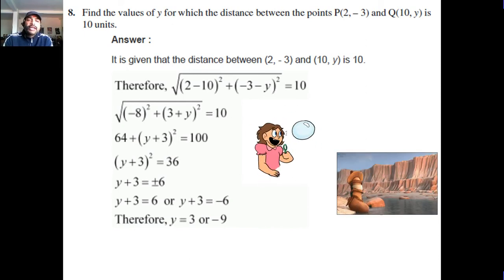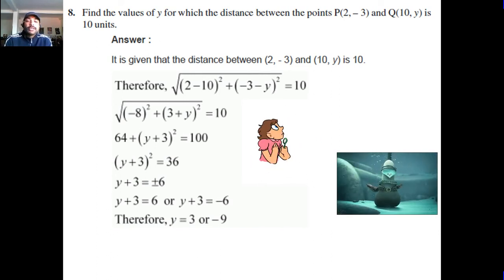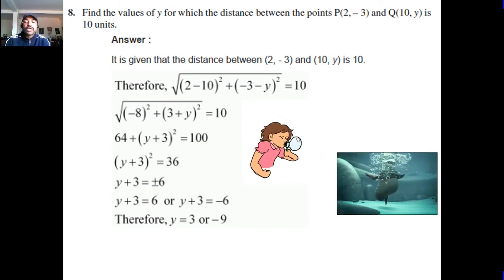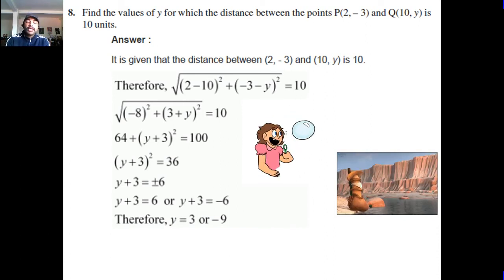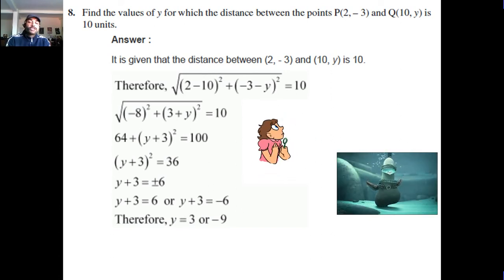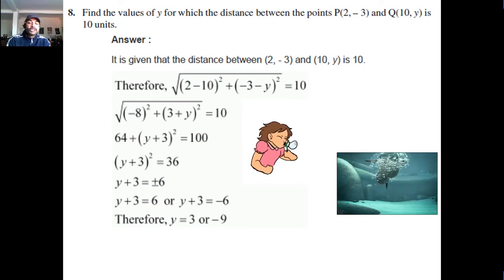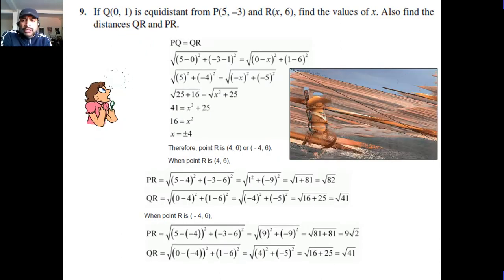Now students, question 8. Find the value of y for which the distance between the points P(2, -3) and Q(10, y) is 10 units. It is given that the distance between (2, -3) and (10, y) is 10, therefore under root (2 minus 10) whole square plus (-3 minus y) whole square is equal to 10. Under root (-8) square plus (3 plus y) whole square is equal to 10. 64 plus (y plus 3) square is equal to 100, (y plus 3) square is equal to 36, y plus 3 equals plus or minus 6, y plus 3 equals 6 and y plus 3 equals minus 6. Therefore y is equal to 3 or minus 9.